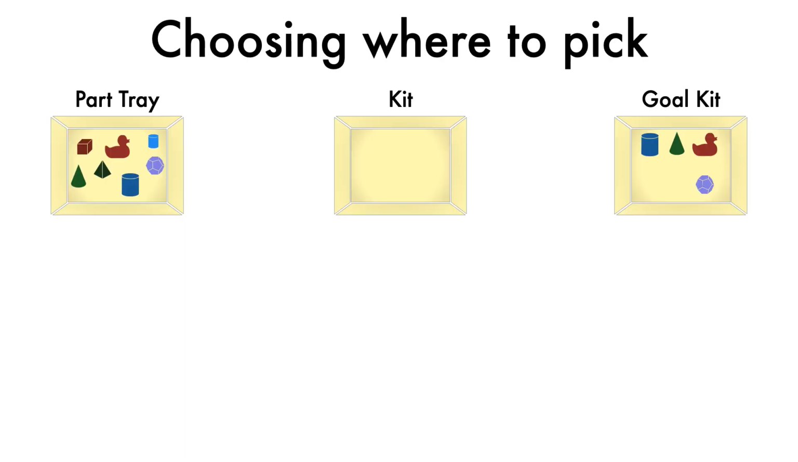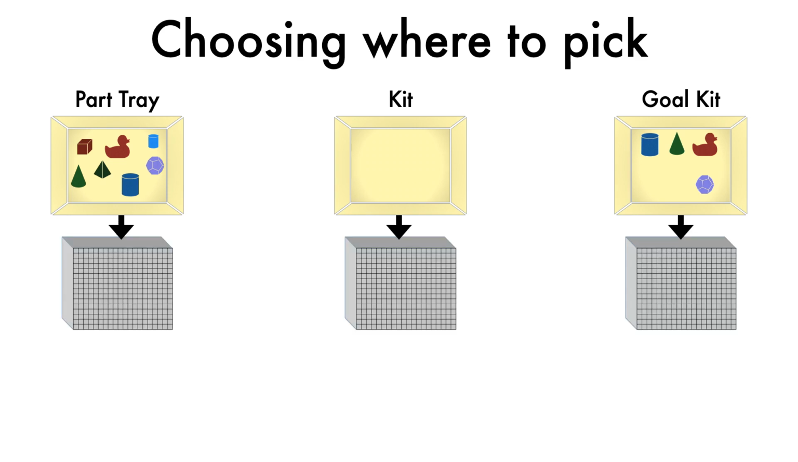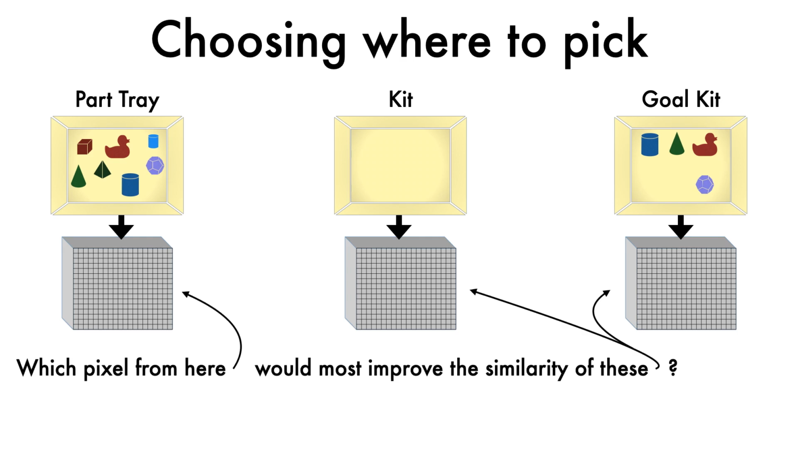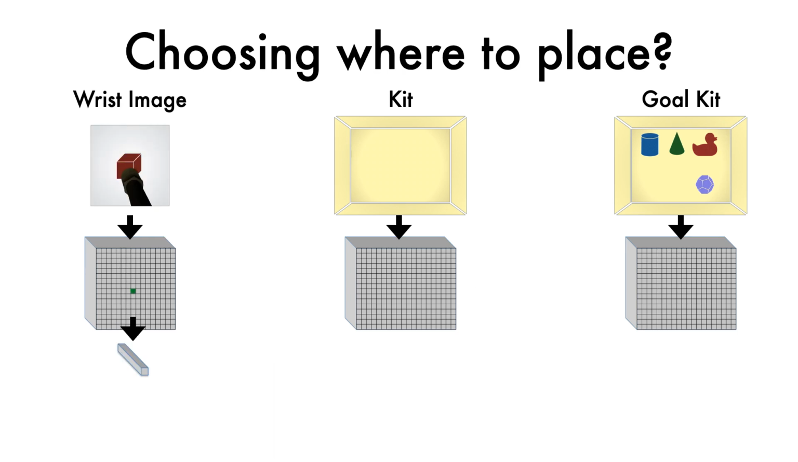Once we have learned a good embedding network, we can perform goal-conditioned pick and place. To choose where to pick, we embed each image and calculate which pixel in the part tray embedding will most improve the similarity of the kit to the goal. Similarly, once we have grasped an object, we choose where to place it by, again, optimizing for improved similarity to the goal. Using the wrist image embedding here instead of using the part tray embedding at the grasp point allows us to adjust for any errors during grasping.